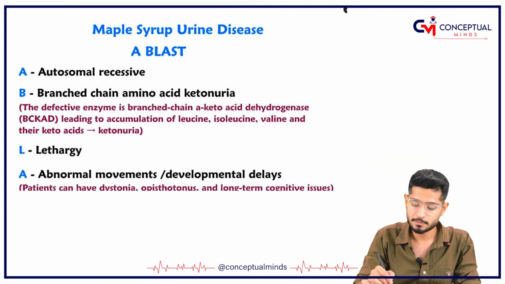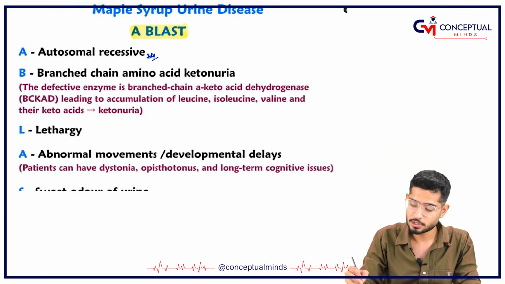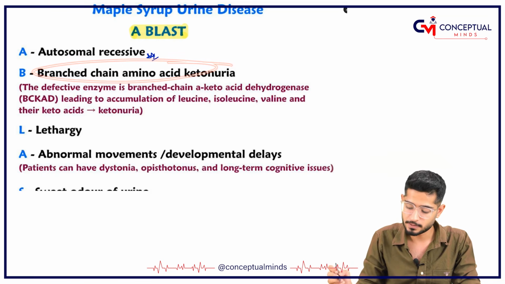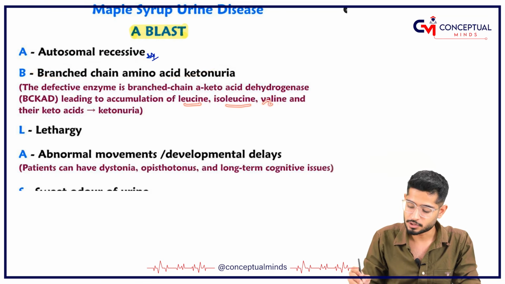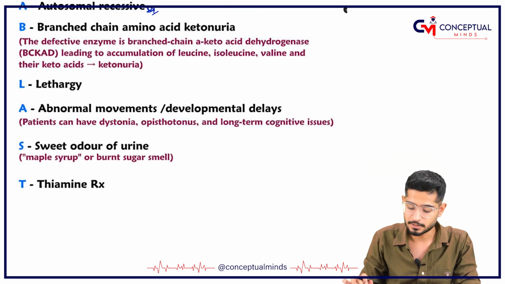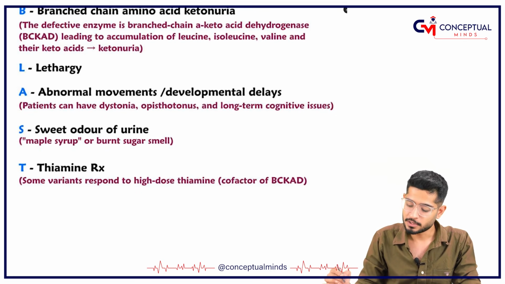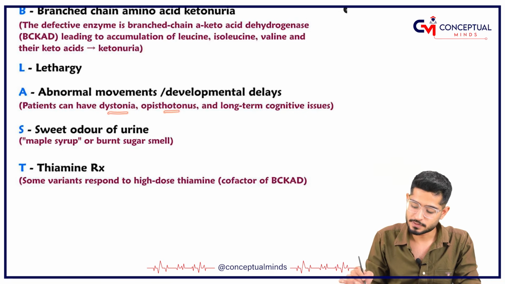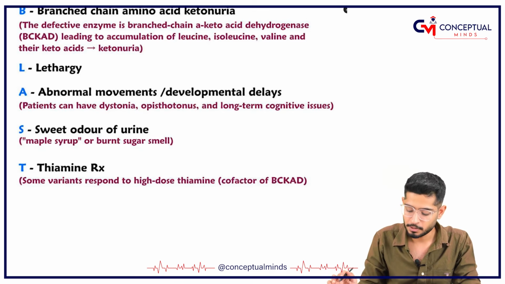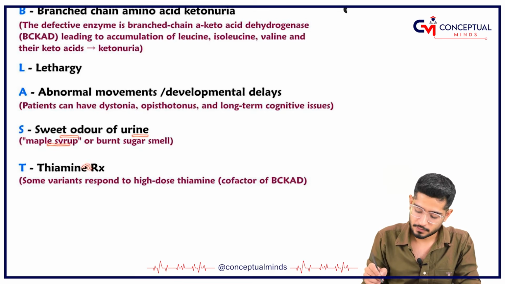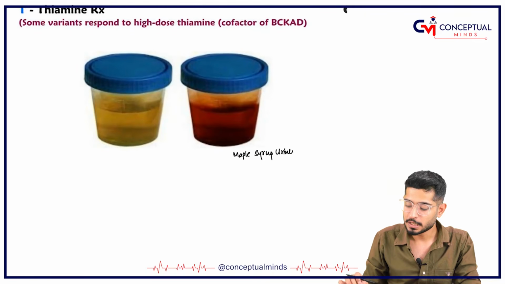So if I just summarize, the mnemonic is A BLAST. A BLAST is a very important mnemonic. A for autosomal recessive disease, B for BLAST, branched chain amino acids, ketonuria, that's going to be there. Of course that leads to accumulation of leucine, isoleucine, valine and everything. Then lethargy is going to be there because of hypoglycemia. Then you have dystonia, opisthotonus and all these things, if you can remember, otherwise not very important. But sweet odor of urine is going to be there, and thiamine is going to be the treatment.